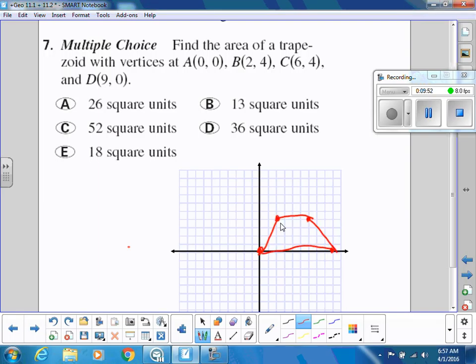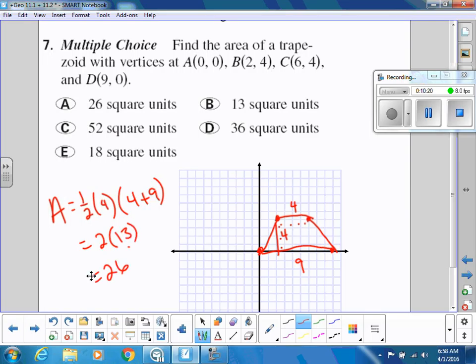All right, so this base up here, 1, 2, 3, 4, is 4. This base down here is 9. And then the height is 1, 2, 3, 4. So all we do is plug those values in. 1/2, our height is 4, and then we're doing base 1 plus base 2. So this is going to be 2 times 4 times plus 9 is 13. So that's going to give me 26.